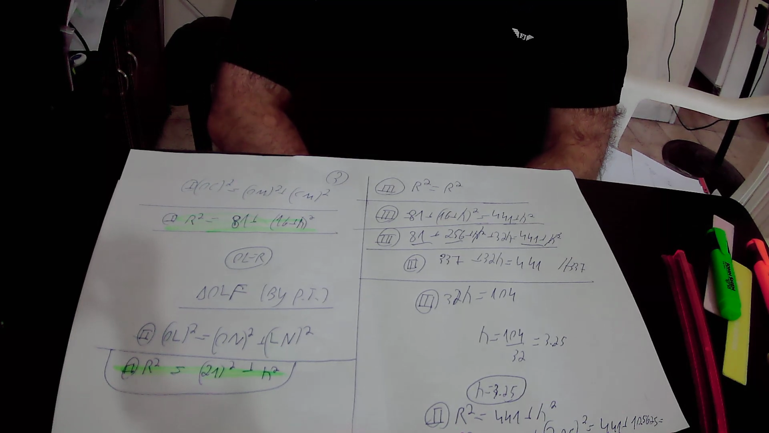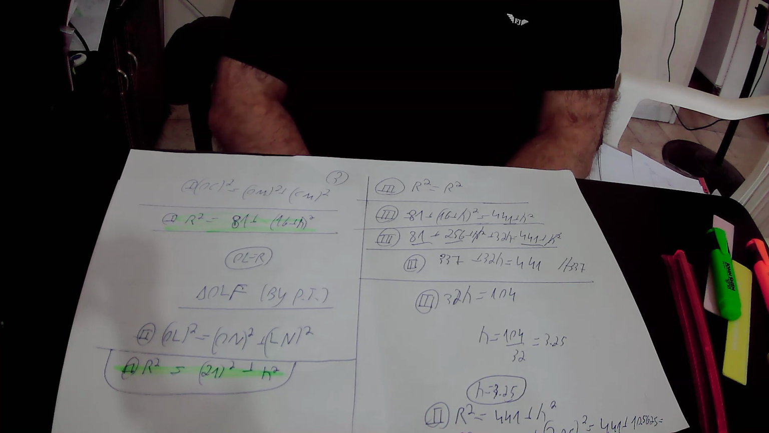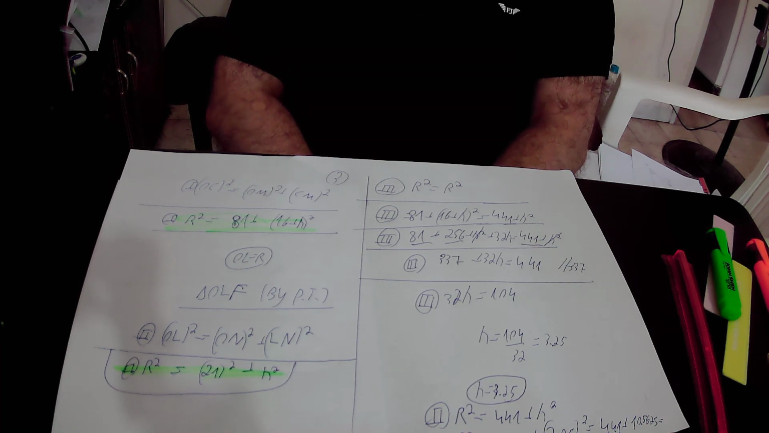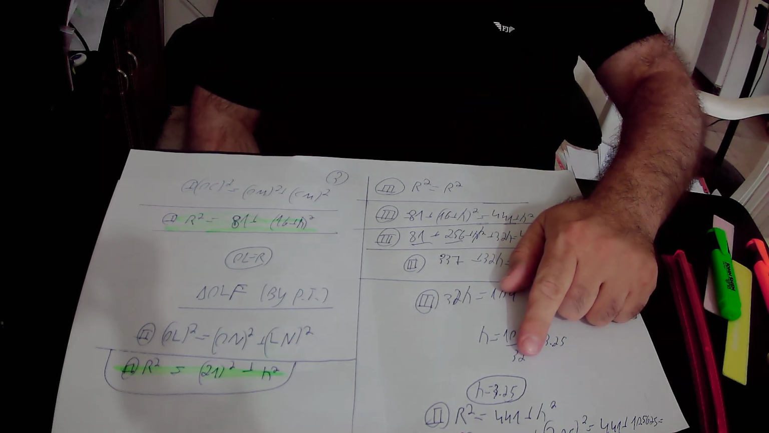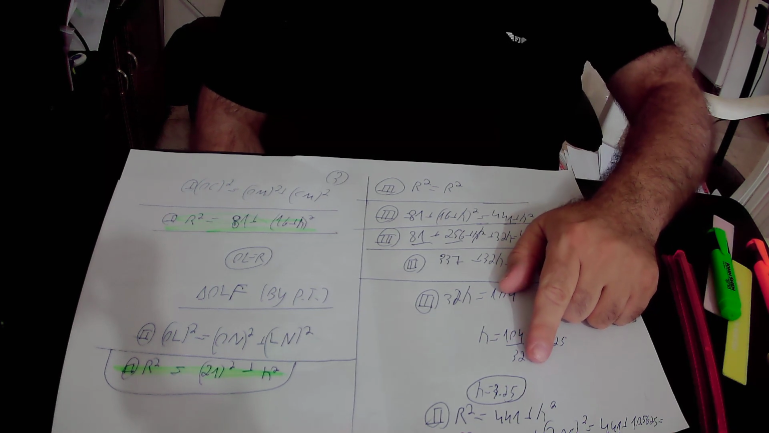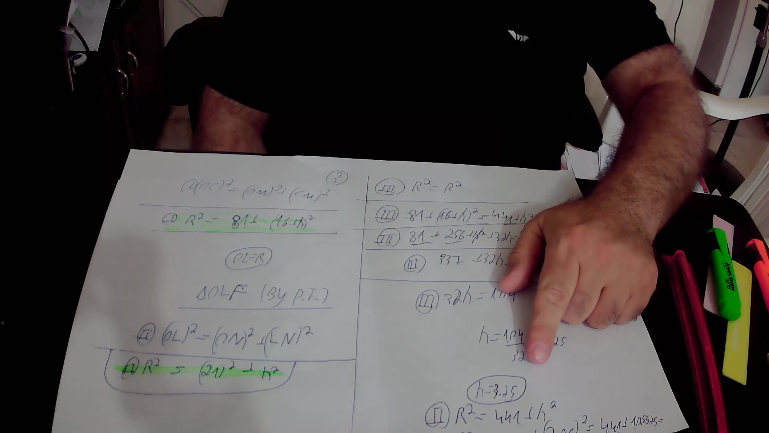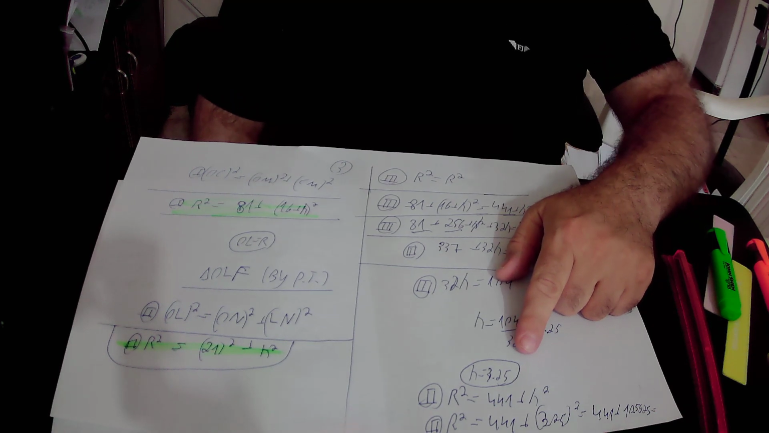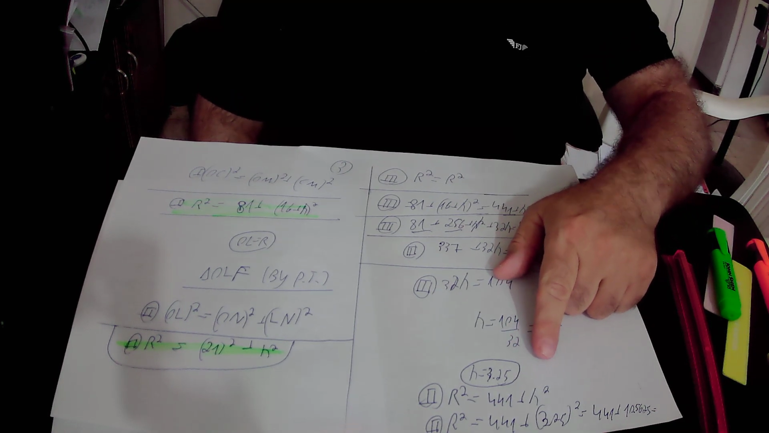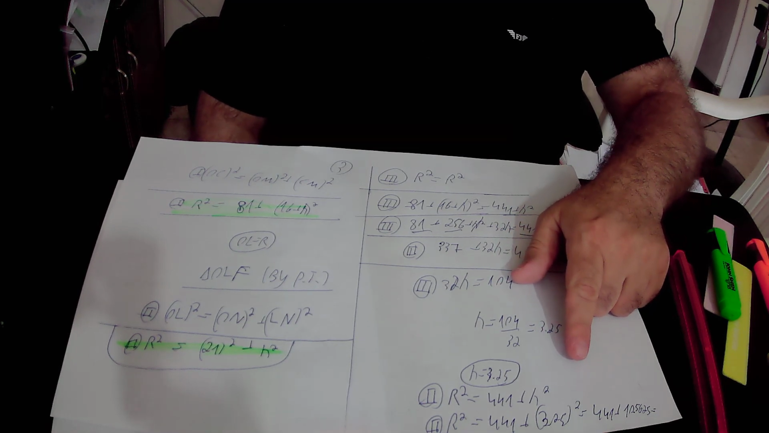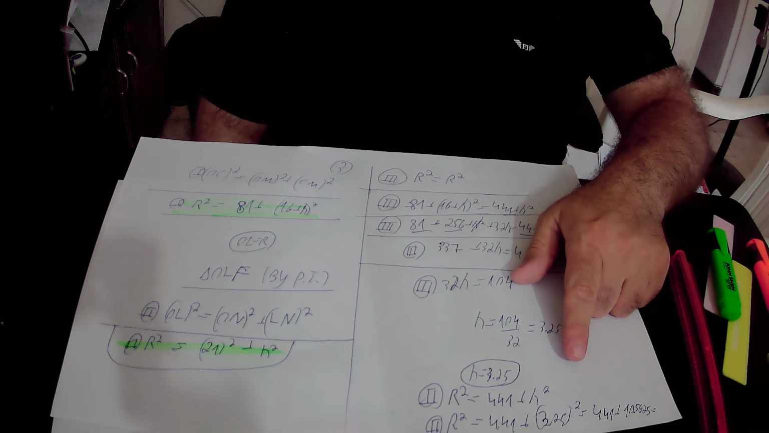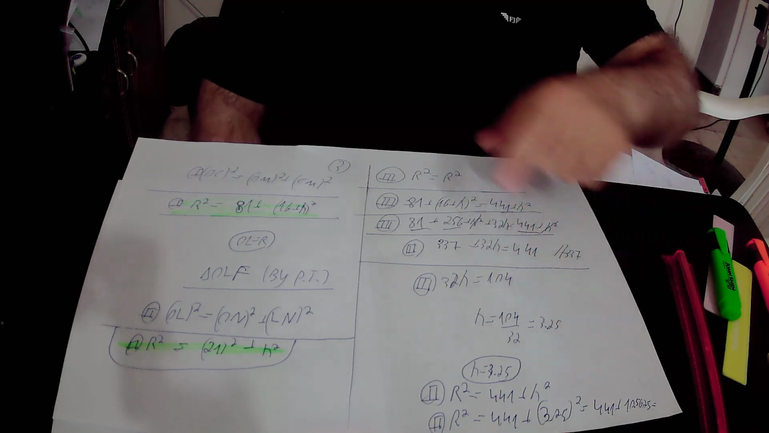After we found the value of H, we put the value of H inside equation number 2. According to equation number 2, R square equals 441 plus H square. So we substituted H by 3.25. If H equals 3.25, it means that H square will be equal to 3.25 square. So in conclusion, we found that R square equals 441 plus H square, that is 3.25 square. 3.25 square is 10.5625. So in conclusion, we found that R square equals 441 plus 10.5625.